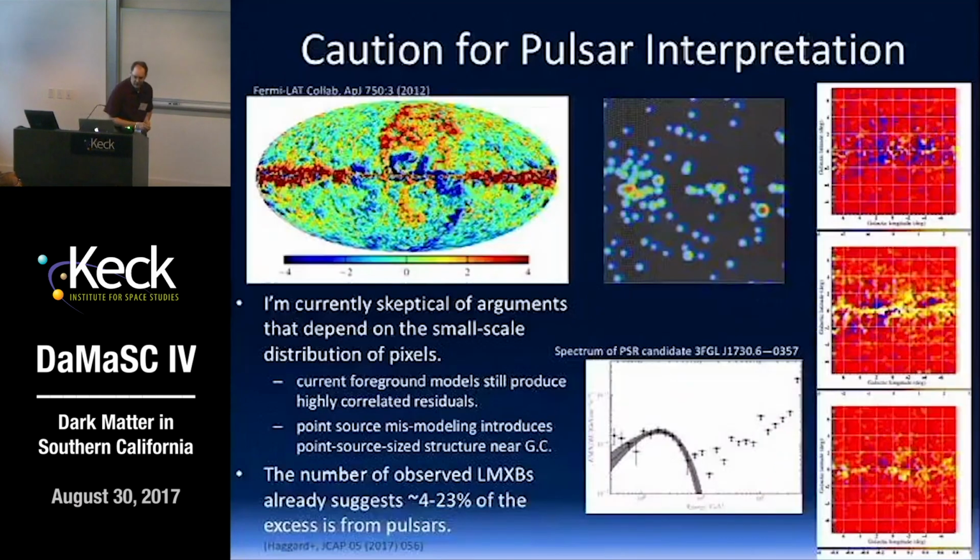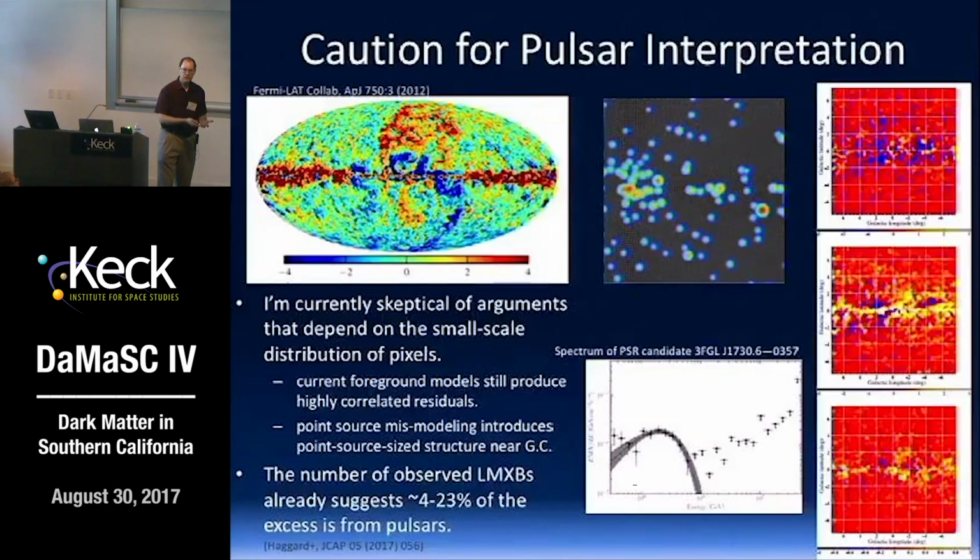So now I'm going to talk about some of the cautions for why you might want to be careful about ruling out the dark matter interpretation completely. First off, let me start with this bottom comment here. If you're going to start talking about a dark matter interpretation, already you have to contend with the fact that it has, just by coincidence if it is dark matter, a very similar spectrum as pulsars. And we know there are pulsars in the galactic center.